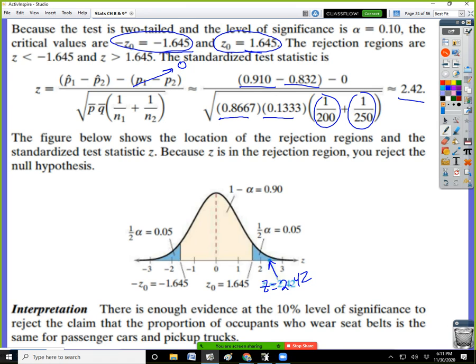Are you with me? Got it. Does that make sense? So their interpretation: there is enough evidence at the 10% level to reject the claim that the proportion to wear seatbelts is the same. Okay?